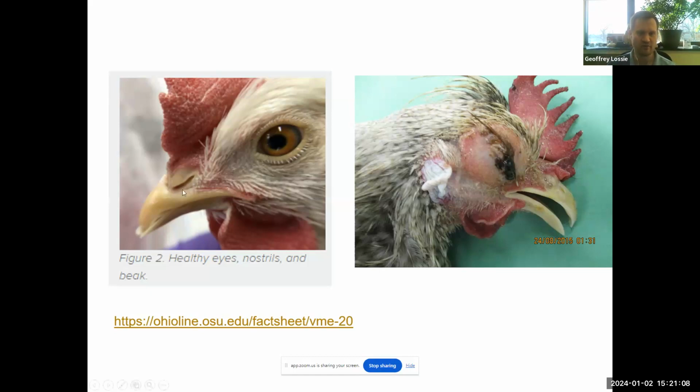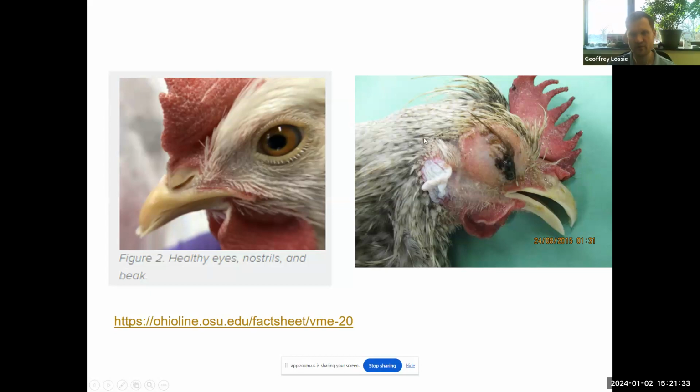So you can see in this bird on the left, we have healthy eyes, so a nice, clear, round iris with a clear pupil with no ragged edges. Look at all the normal feathering around the eye, all these very fine feathers right along the eye. There's no discharge coming from the nares, from the nostrils.